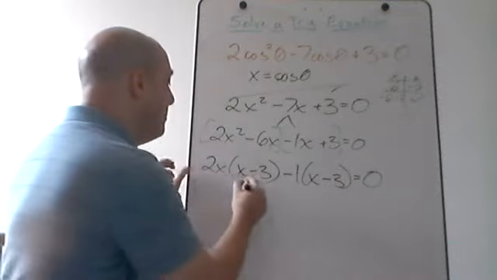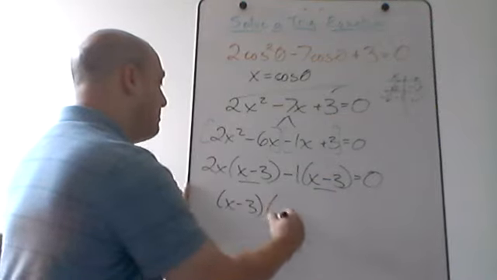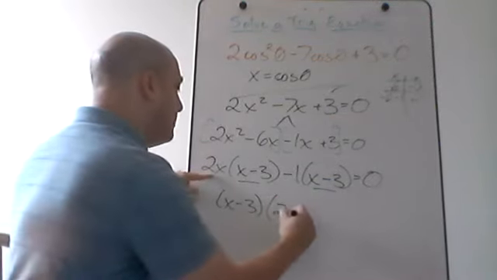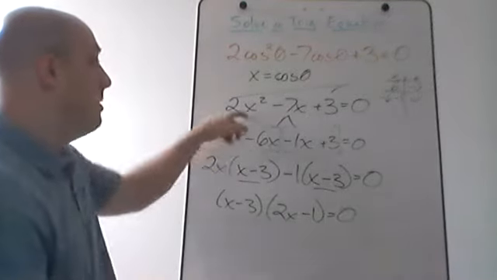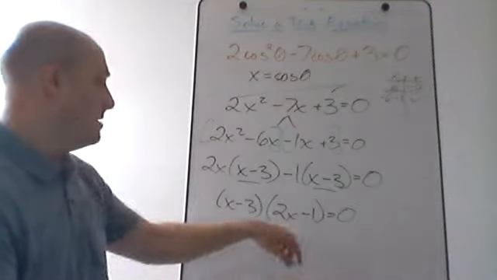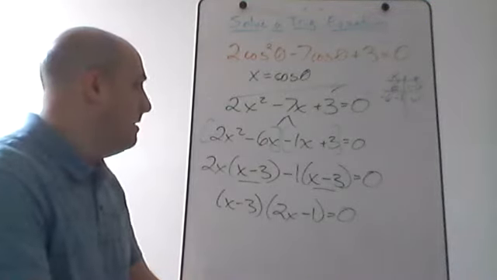And then, since both of these are the same, they're both x minus 3, I pull out the x minus 3 factor, which leaves me with a 2x here and a minus 1 there. And now I have factored my quadratic equation into x minus 3 times 2x minus 1. All right, so that's our AC method of factoring.